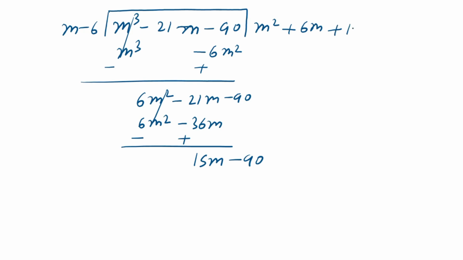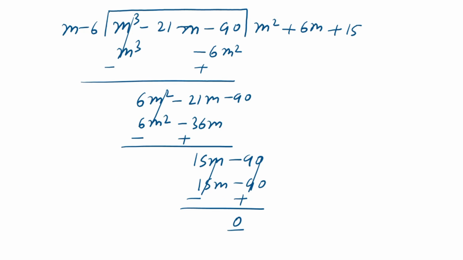Now here if we take 15, and this 15 is multiplied by m minus 6, then you will get 15m minus 90. Here negative sign and here positive sign. This expression and this expression are cancelled out because one is positive and the other is negative. Here this 90 is negative and here this 90 is positive. So here the remainder is 0.